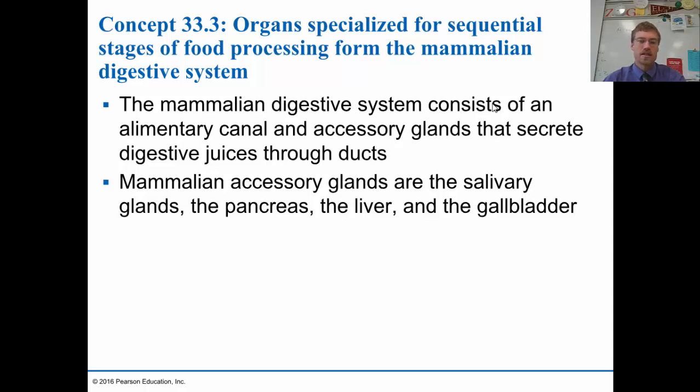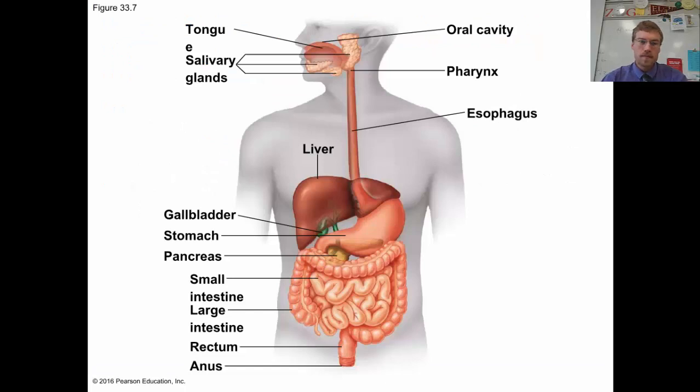The mammalian accessory glands are the salivary glands, the pancreas, the liver, and the gallbladder. So here's kind of an overview of the digestive system. You got your mouth area with your tongue. That's also where the salivary glands are, and they secrete an enzyme into your mouth that allows you to break down things. We'll talk about that in just a moment.